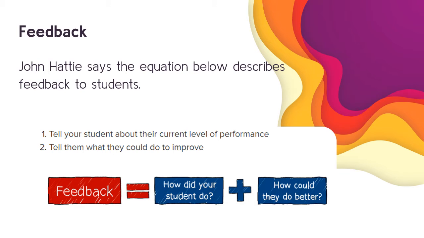John Hattie has written a great deal on feedback in schools, and based on his analysis, it has a 0.7 effect size. Remember, 0.4 is holding steady at a year's growth, so anything over that is a bonus. He says the feedback equation is: what did students do? How could they do it better? The same applies to adults and teams.